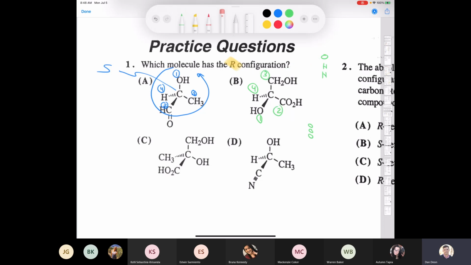So I'm just going to erase the rest of this spinach here. So that means we're going which way? We're going from 1 to 2 to 3. Where's my green pen? There we go. From 1 to 2 to 3, which is counterclockwise. So this one is also S.